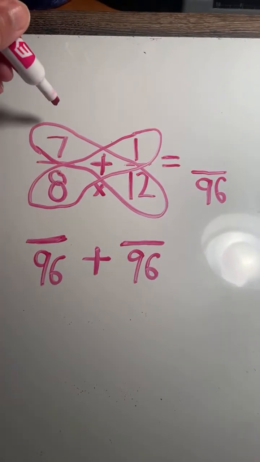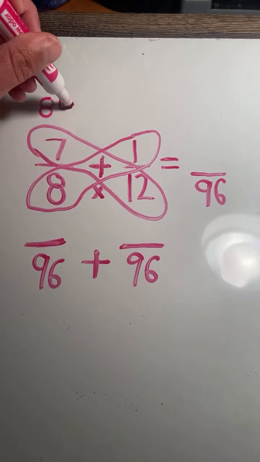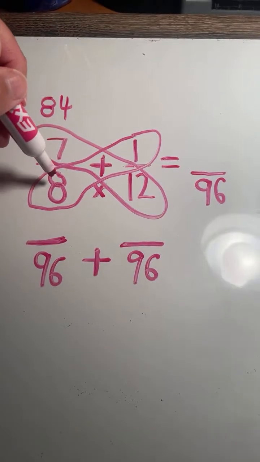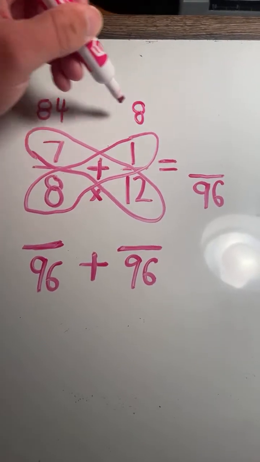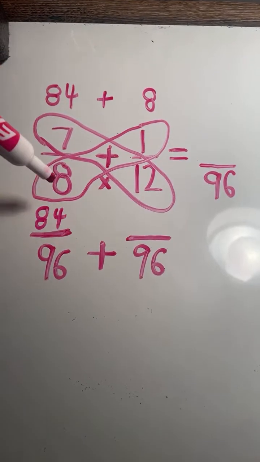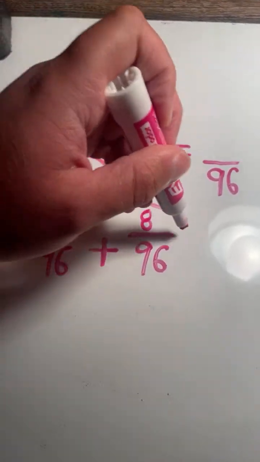So 7 times 12 equals 84. 1 times 8 equals 8. So we now have 84/96 plus 8/96.